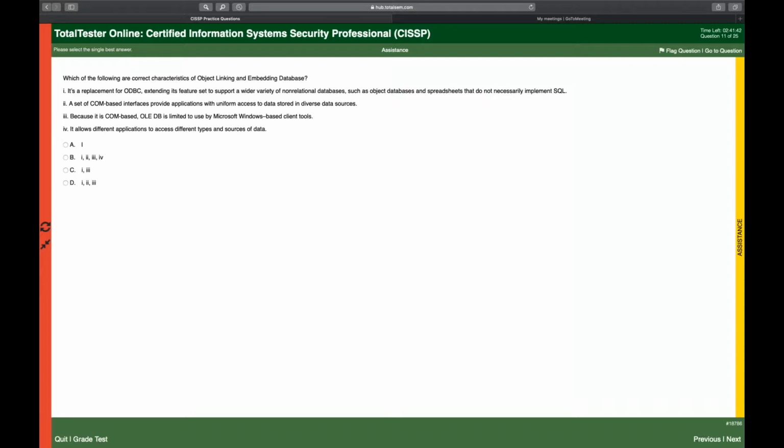I think I'm ready to. What do you have? Alpha is my thought. I'm actually leaning towards Charlie because I think 1 is correct, but I also think 3 is. OLB is used. I know it's a Microsoft tool, so that you can embed things like a spreadsheet within a Word document.